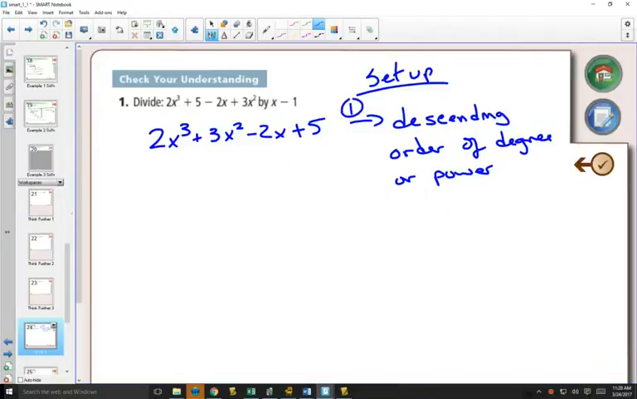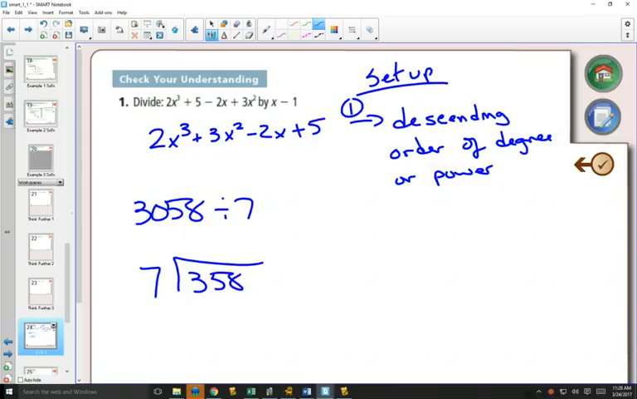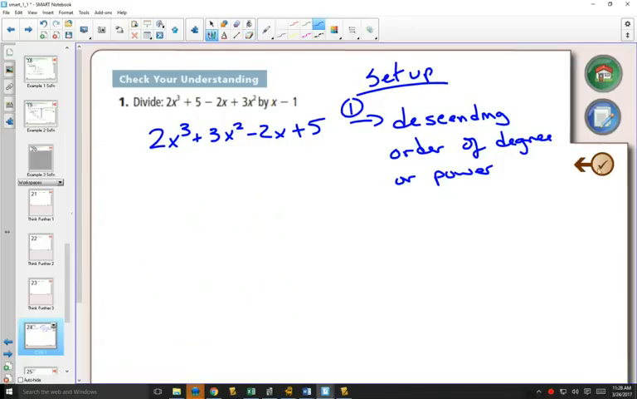The second thing in the setup also never comes across in dividing by numbers. So if I had 3,058 divided by 7, you would look at a person funny if they said, well, 0 is worth nothing, so why write it? Well, that makes a different number. But in polynomials, sometimes there's going to be a power missing. This one doesn't have that, but we could have one that has an x cubed, but no x squared, and then an x. So it doesn't happen yet. It will happen in one of our examples coming up.